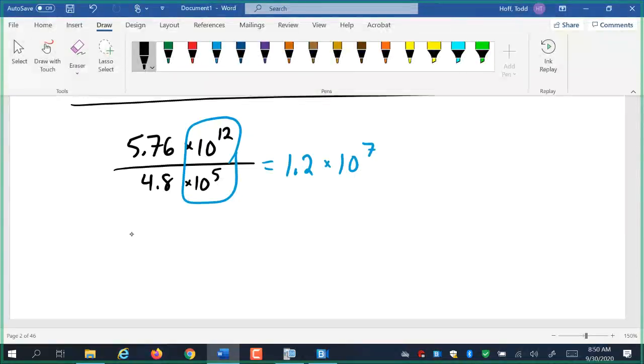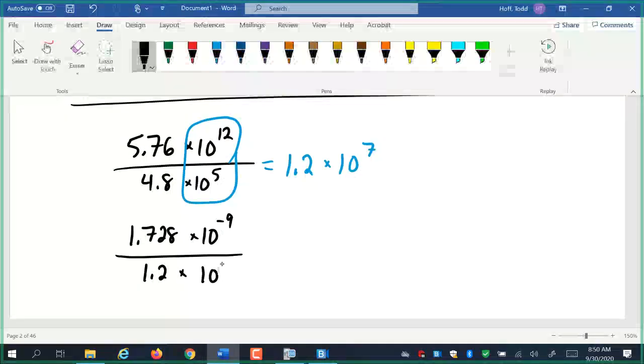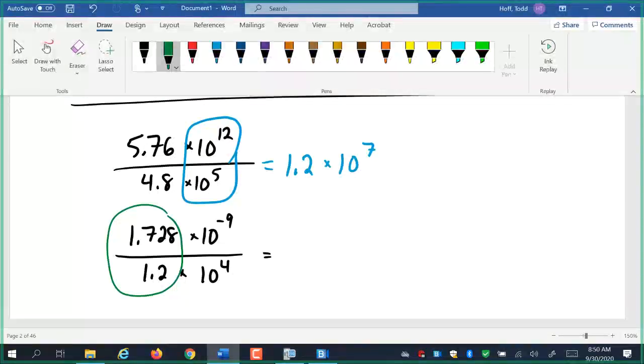We might have 1.728 times 10 to the negative 9th divided by 1.2 times 10 to the 4th. Again, we combine our counts. 1.728 divided by 1.2 is 1.44. Times, we combine our names. 10 to the negative 9th divided by 10 to the 4th. Well, that's negative 9 minus 4 is a negative 13.